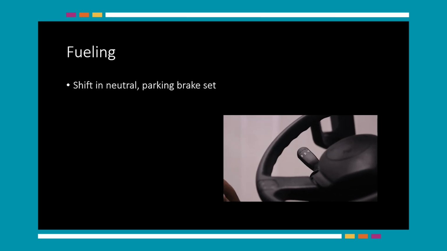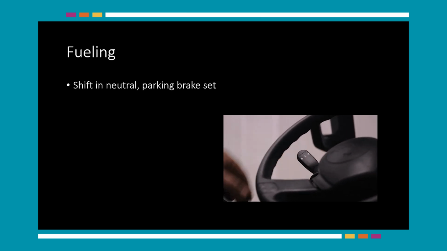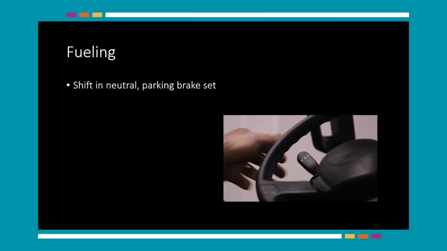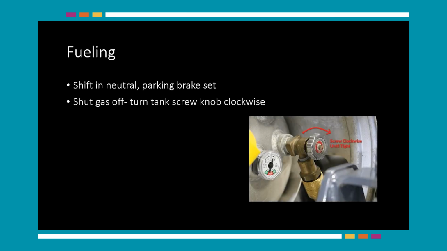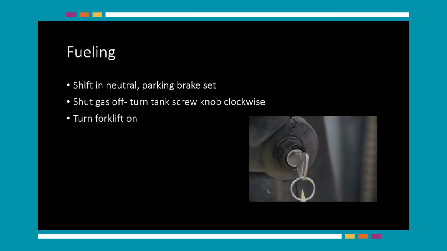When changing the propane tank on the forklift, be sure the shift selector is in the neutral position and set the parking brake. Shut the gas off by turning the tank screw knob clockwise until it's tight. Then turn the forklift on and let it run until it shuts off by itself. This removes any extra gas that's in the line. Double check by trying to start the forklift again. If it does start, make sure the valve is completely closed.